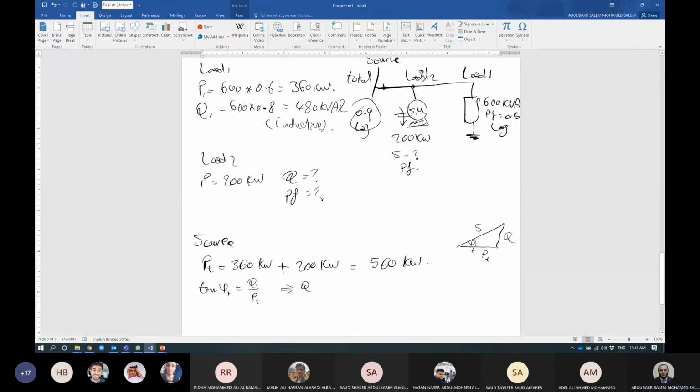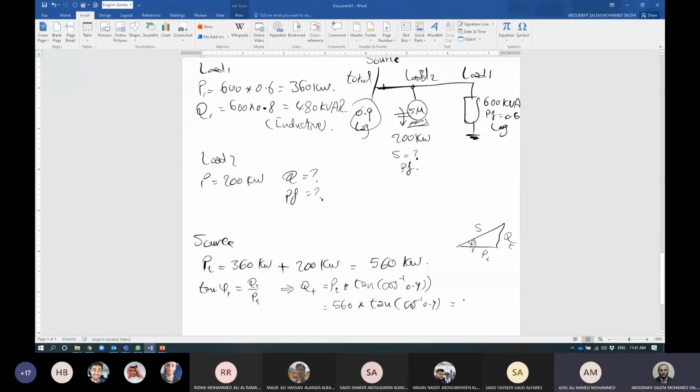Okay. So we can say Q total now equals P total multiplied by tan angle phi, which is cosine inverse 0.9. Right or wrong? Yes. So we can say now the amount of Q total equals 560 multiplied by tan cosine inverse 0.9. Can anyone calculate it with us? What will be the value of Q?